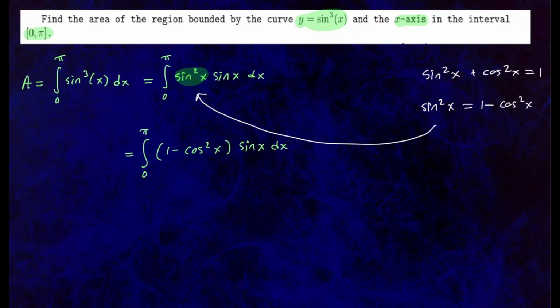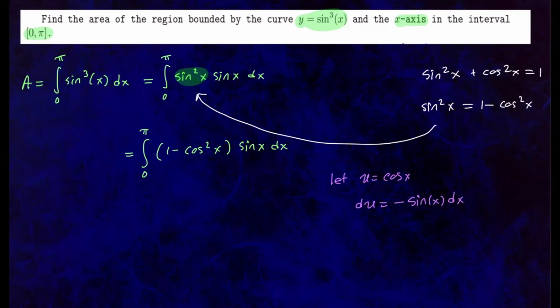And now you can run a new substitution. Here, we're going to let u be cosine of x. Then we know du is going to be negative sine of x dx, and we have that right here. So we just pull out the negative.